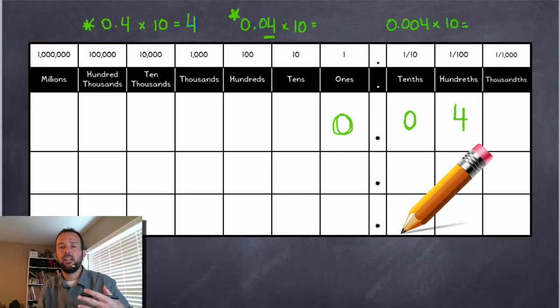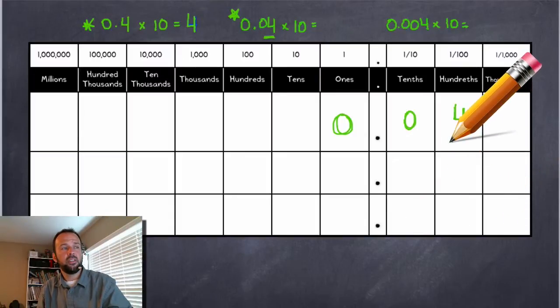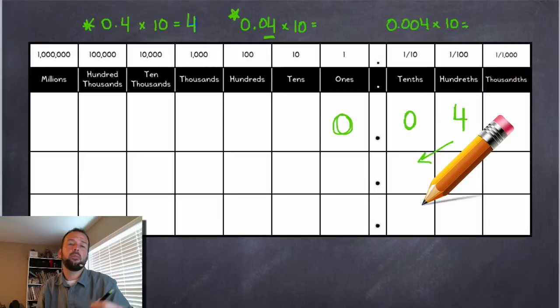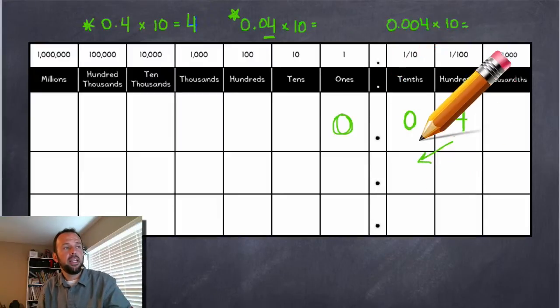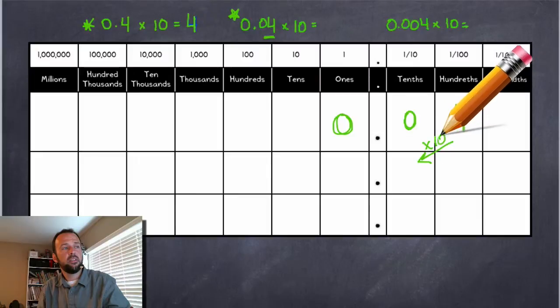Go ahead and take a second, work it out, draw it on your place value chart, and explain to me what you did and what you mean. Awesome. Well, easy enough. Since I'm multiplying, I'm going to be sliding to the left. And I'm going to put times 10 here.